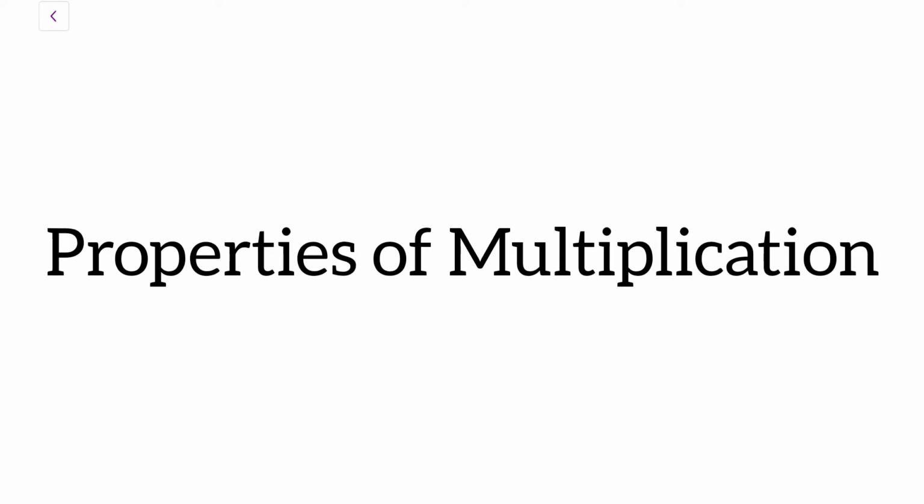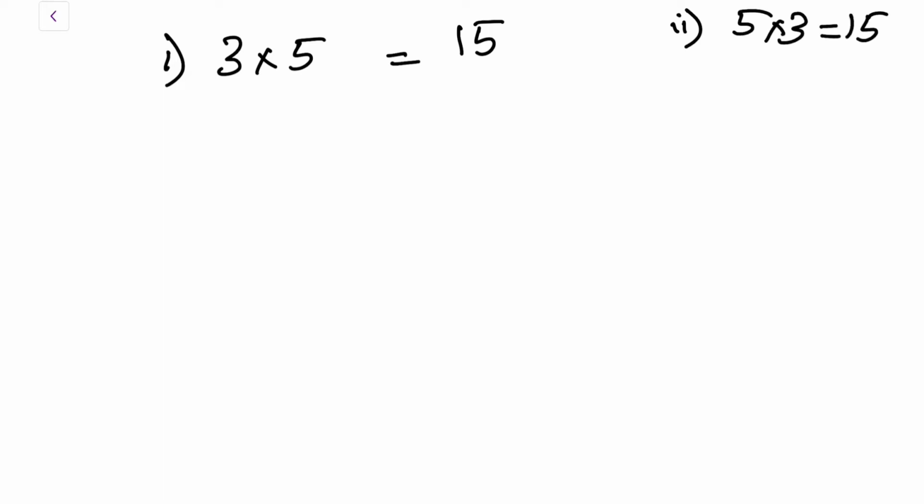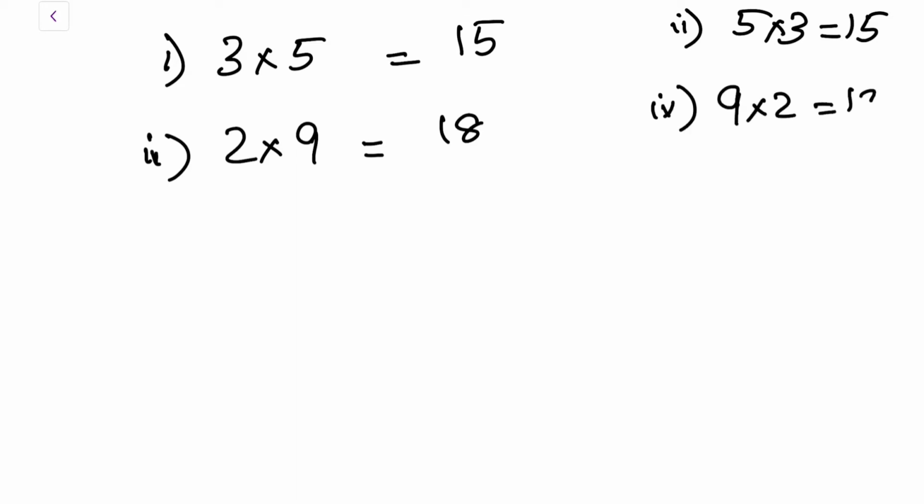Okay, here's your first property. Let's take an example. 3 into 5. What is 3 into 5? 15, correct? What about 5 into 3? 5 into 3 is 15. Good. Let's take the third one. 2 into 9 is 18 and 9 into 2 is also 18.